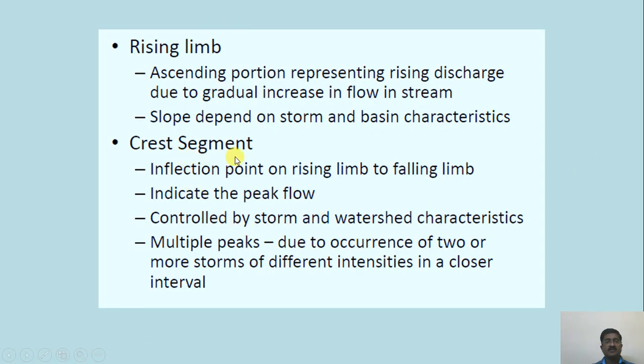Then crest segment, from the inflation point on the rising limb to the falling limb. It indicates peak flow. It is controlled by storm and watershed characteristics. Multiple peaks are due to the occurrence of two or more storms of different intensities in a close interval. As we have discussed, if two or three storms occur, different peaks can be observed there.